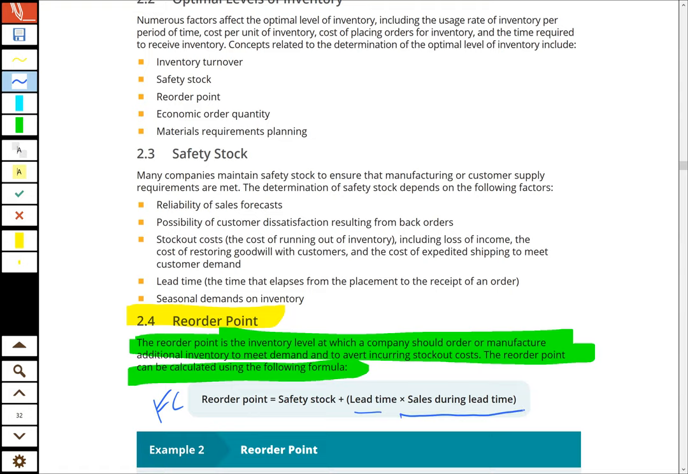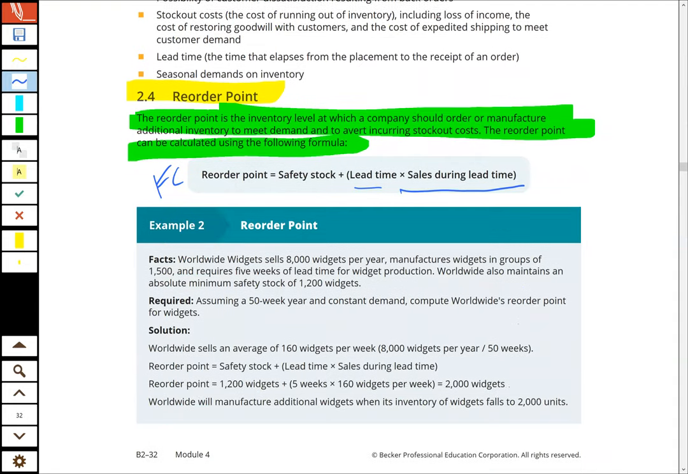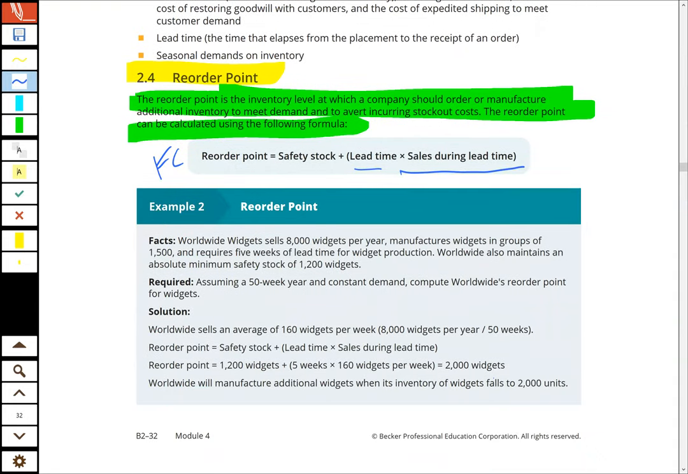You multiply that by the amount of sales that will happen during that lead time, add that to your little safety stock, and that would be a good way of trying to control those costs. Again, I want to stay away from the word minimize, because in a minute we're going to look at a formula that somebody figured out to minimize those costs. And we're going to see that here in a couple seconds.